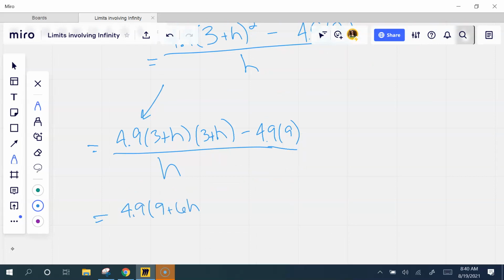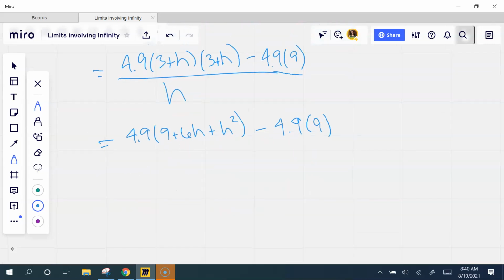9 plus 6h plus h squared. Now the reason I haven't multiplied this out, one, I'm lazy. Right here, because I've got 4.9 times 9 whenever I distribute this, and there's a positive and there's a negative. I can tell you what you can do right here. Is it what the book did? Yes.